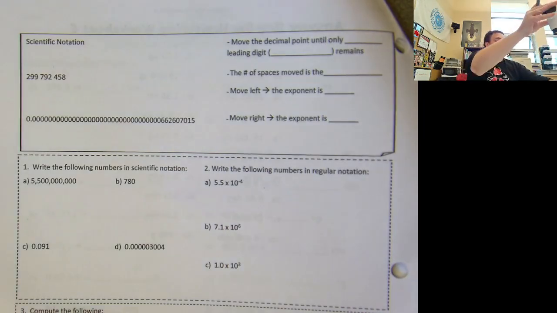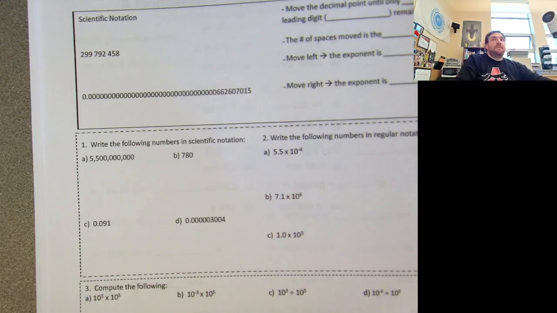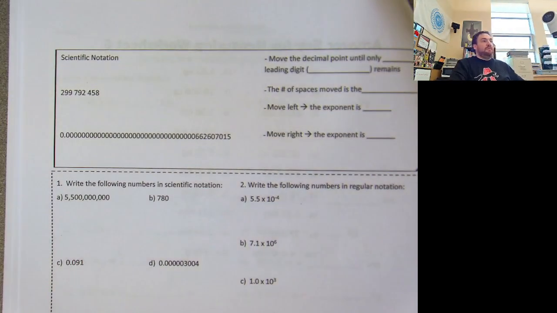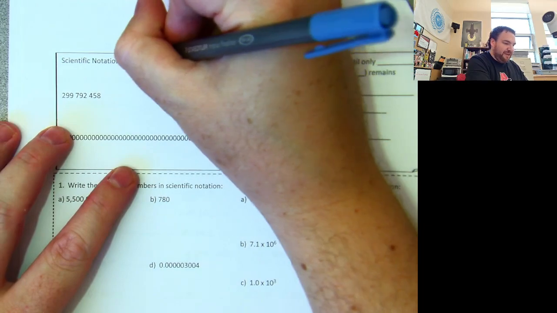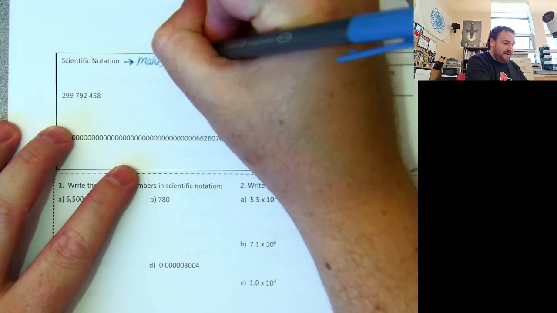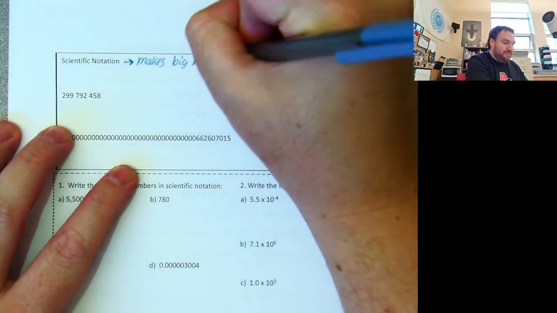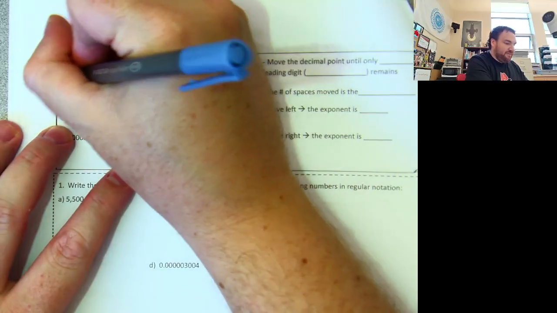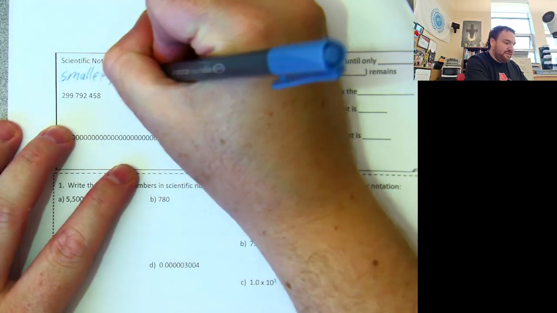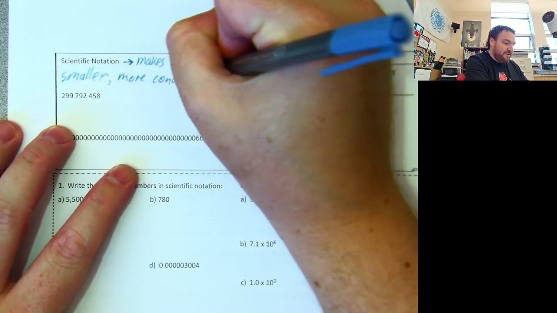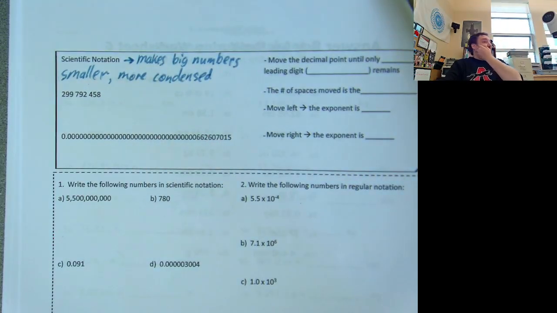To make it more compact. So simplify what you just said. A big number with a whole bunch of zeros turns into a small number times 10 to the exponent of however many zeros there were. Okay. Makes big numbers smaller or more condensed. Yes, and we do this by tweaking them, by moving the decimal around and then making them times 10 to some power. So I've got 2 examples here.